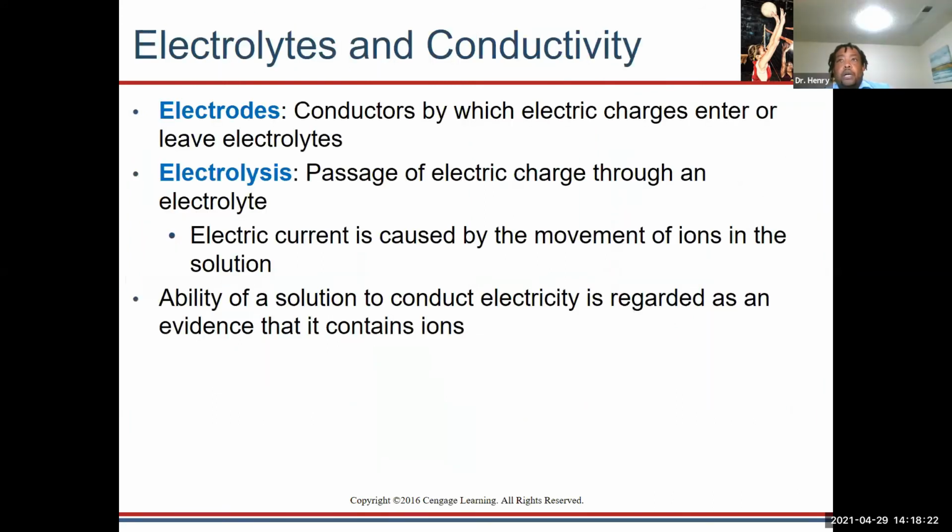So electrolytes, again, are just going to be charged particles in solution, okay? And so they're going to be used to pass an electrical charge through it. An electrode is just a conductor by which your electrons are able to pass through, or your electrical charges are able to enter and leave, okay? Electrolysis is the process of doing this, okay?